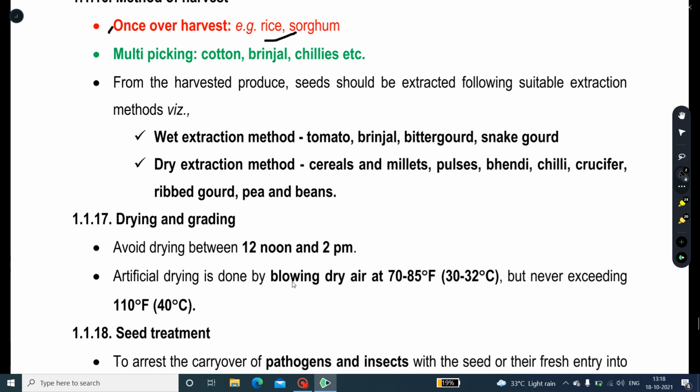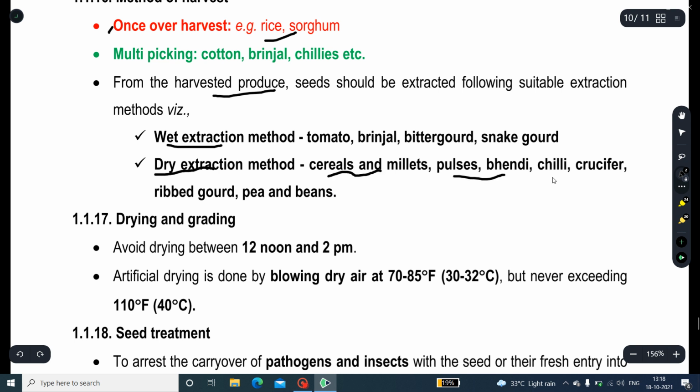From the harvested produce, seeds should be extracted following extraction methods. Wet extraction is followed for tomato, brinjal, bitter gourd or snake gourd. Dry extraction is followed for cereals, millets, pulses, bhendi, chili, crucifers, ribbed gourd, peas, beans, etc.